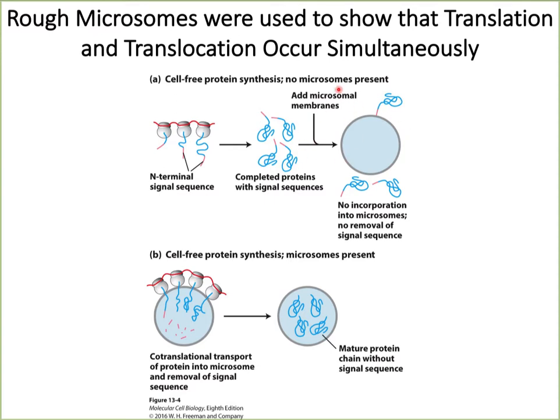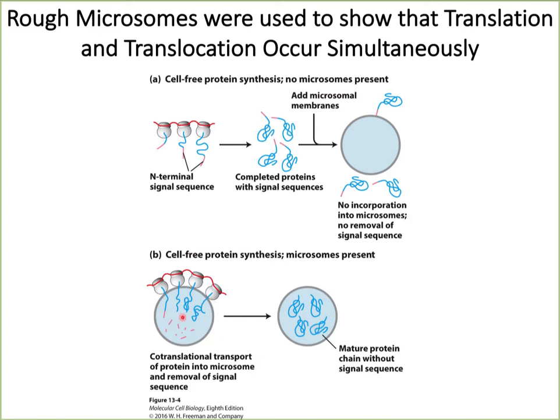Then you add the microsome after protein synthesis and you look to see if your protein is inside the microsome or outside the microsome. What you find is that the protein is outside the microsome, so once synthesis is completed, the protein cannot be inserted into the lumen of the microsome. On the other hand, if you allow the synthesis of the protein to go on in presence of the microsome, what you will find is that the proteins are inside the microsome. This demonstrates that the translocation must occur simultaneously with translation.